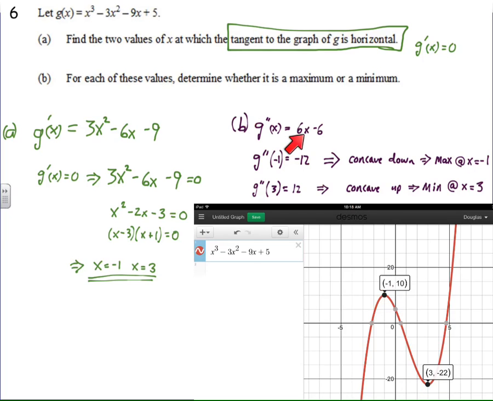So notice I'm using the second derivative instead of the first derivative to determine if we have a maximum or minimum. It's far more efficient if the second derivative is easy to find.